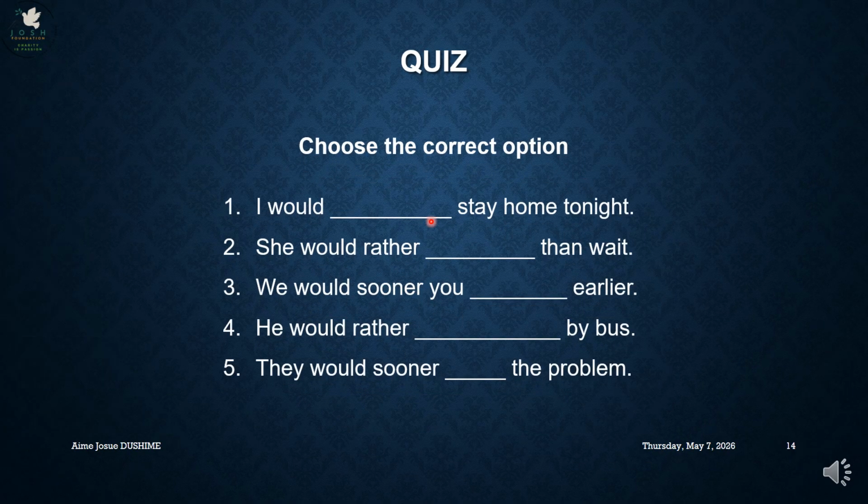Choose the correct option. I would dash dash stay home tonight. She would rather dash dash than wait. We would sooner you dash dash earlier. He would rather dash dash by bus. They would sooner dash dash the problem.